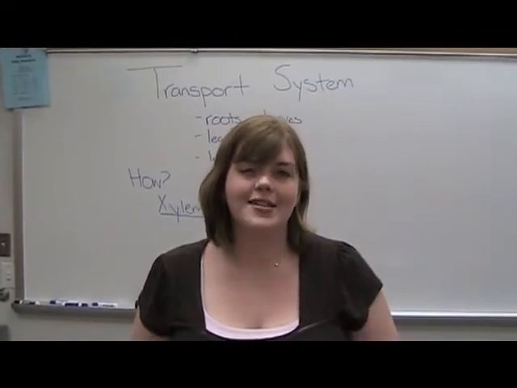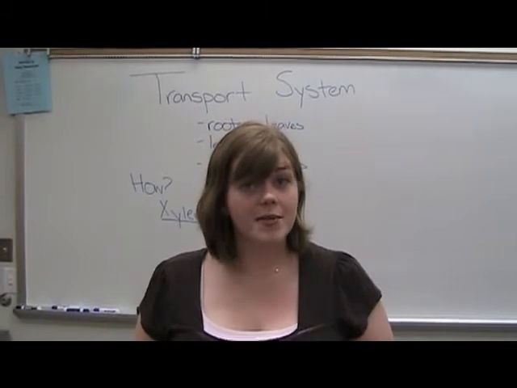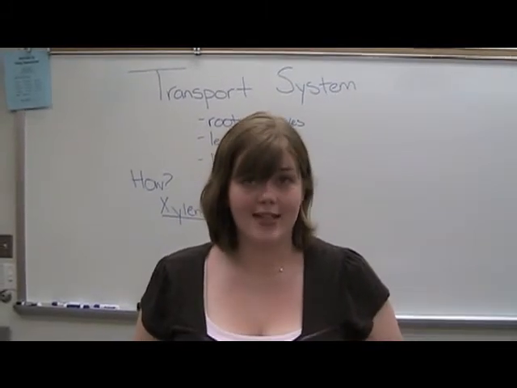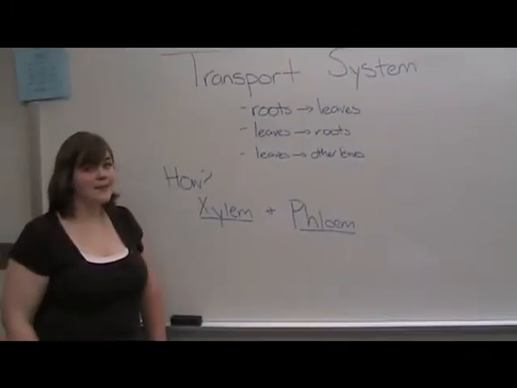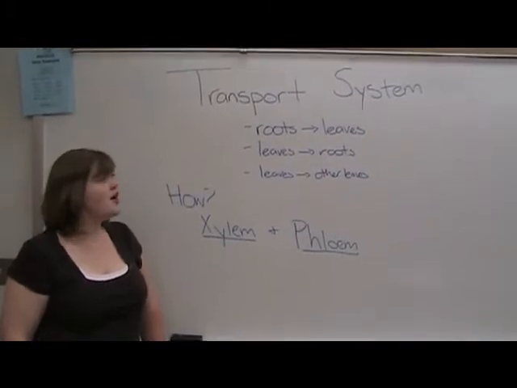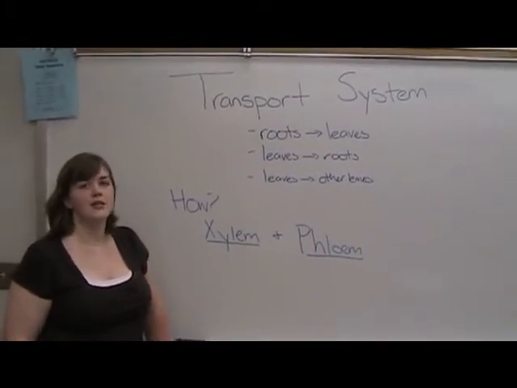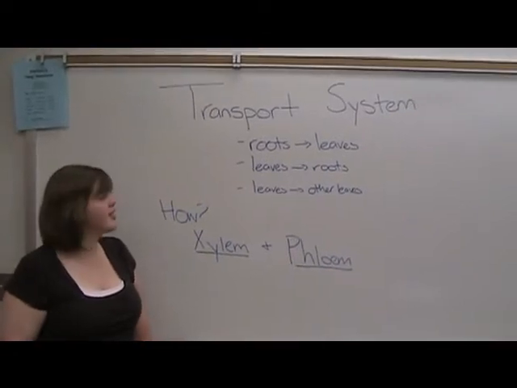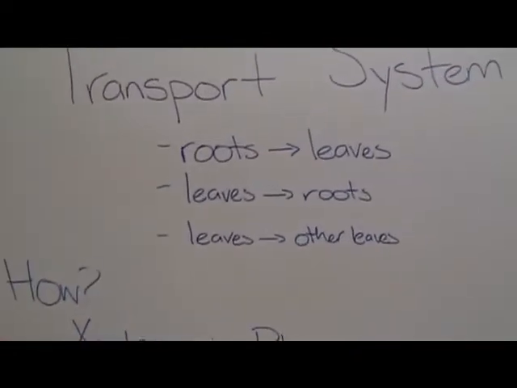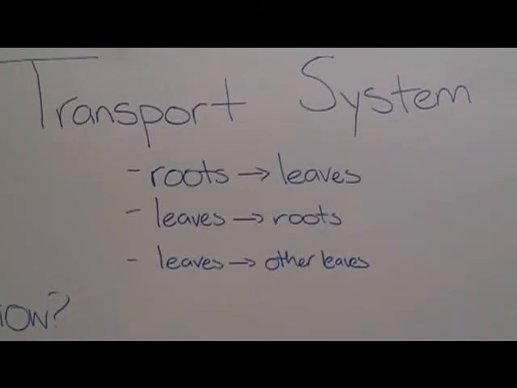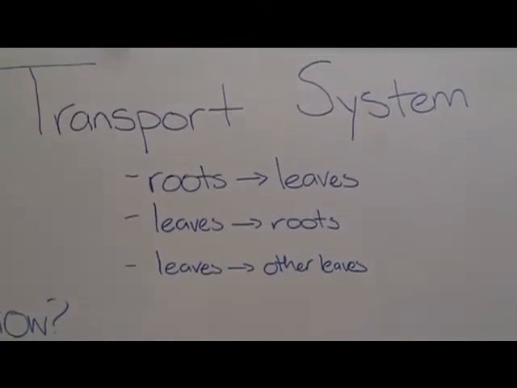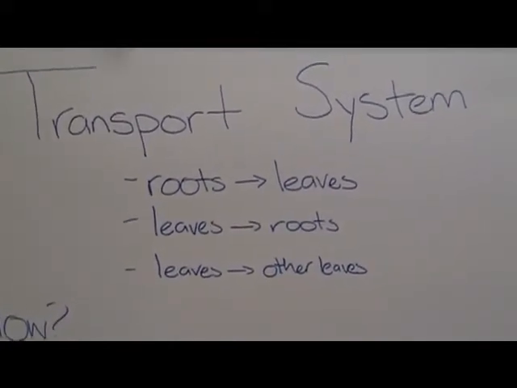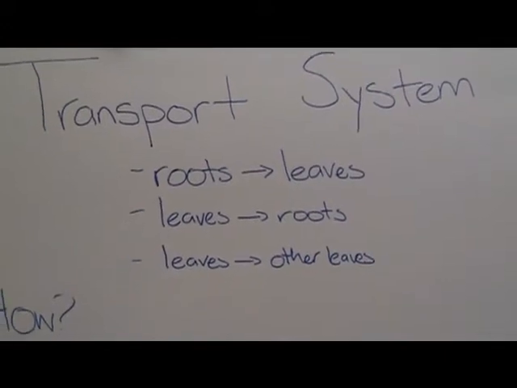Today I'm going to be talking about the transport system in plants. Plants use the transport system to move things from one place to another, either from the roots to leaves, or from leaves to the roots, or from leaves to the other leaves. They transport things like minerals, sugar, hormones, and most importantly, water.